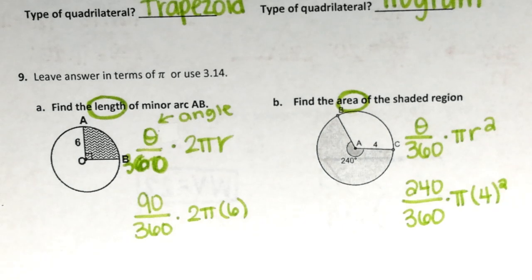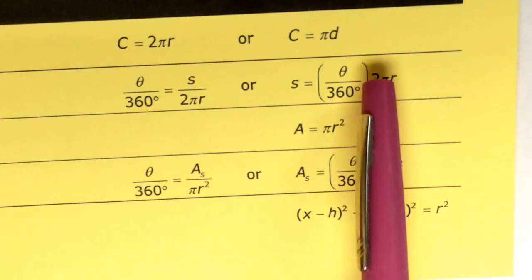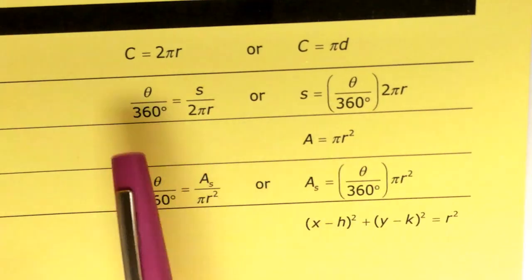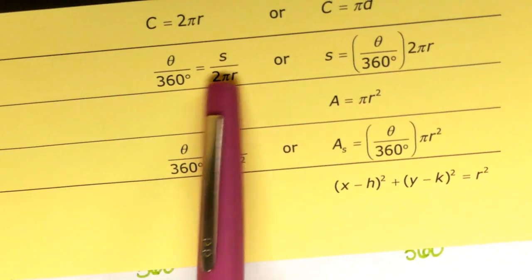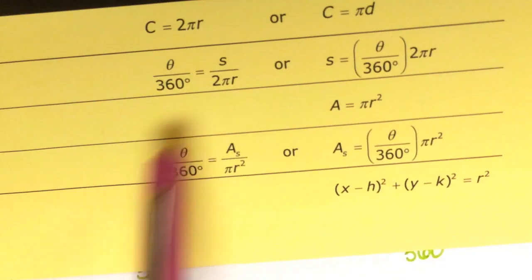Does this make sense? Are we okay? I use the second one for both. I use this one and this one. Oh, because that's how we taught you. We taught you that formula. You could set it up as a proportion, but then you'd have to cross multiply.